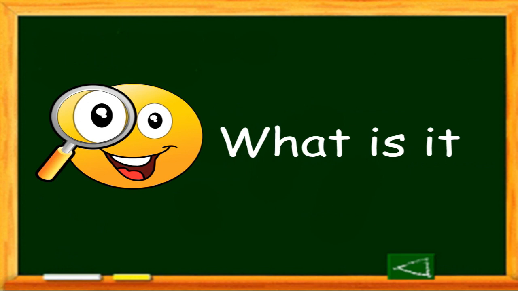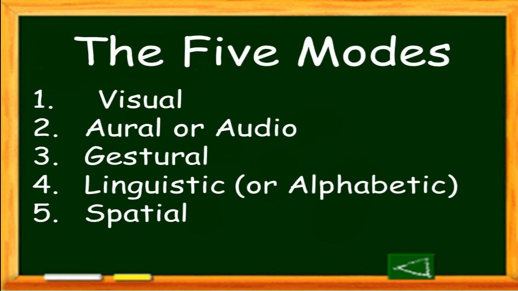Did you get all the items right? You are doing great for our first task. And now, let us proceed to what is it. Let us dig deeper of what is multimodal text and its 5 modes. The 5 modes. 1. Visual. 2. Oral or audio. 3. Gestural. 4. Linguistic or alphabetic. And 5. Spatial.